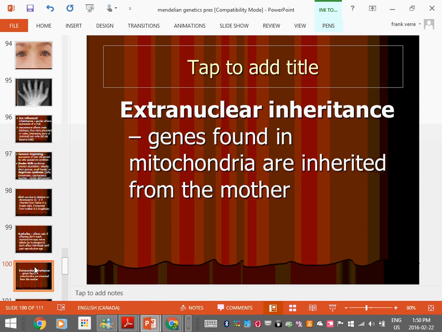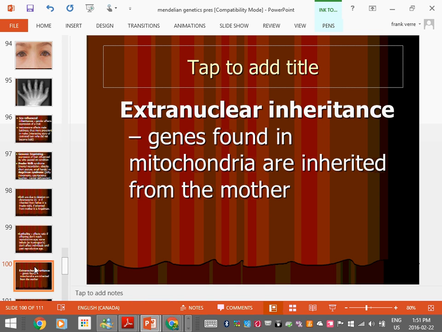So you have a little bit of DNA in the mitochondria. It's not a lot. It's several tens of thousands of base pairs, from what I remember. But it means that you get only that from your mom. So if there's a gene that's found in the mitochondria, it can't come from your dad. It can only come from your mom.